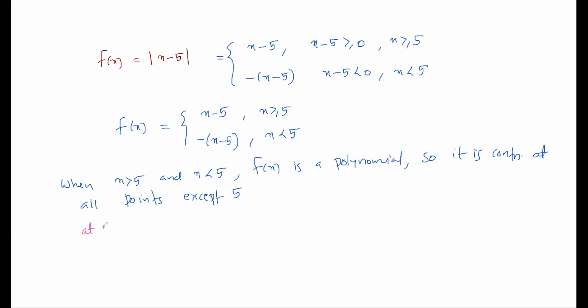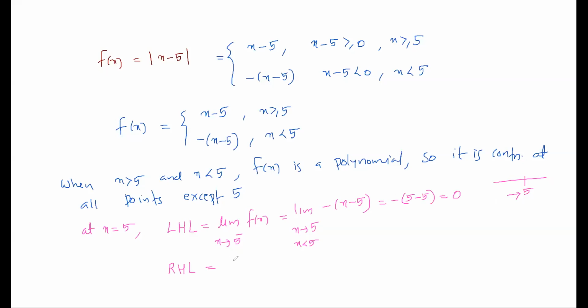So at x is equal to 5, you have to find the left hand limit. Left hand limit is the limit of f of x as x approaches 5 from the left side. That means x is less than 5, because you are approaching 5 from the left side, so of course that number will be less than 5. So when x is less than 5, what is the function? It is minus of x minus 5. So that is equal to minus of 5 minus 5, that is 0. That means the left hand limit is 0.